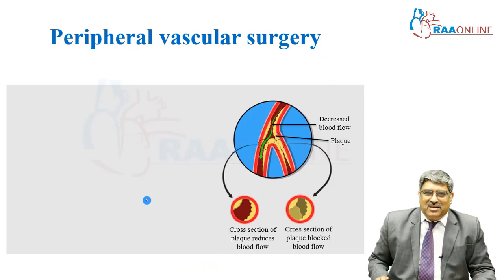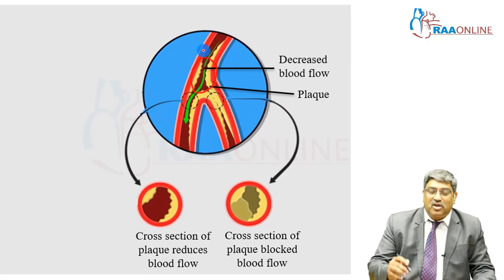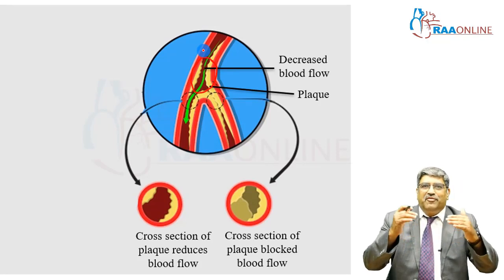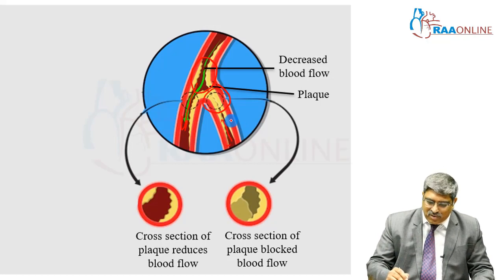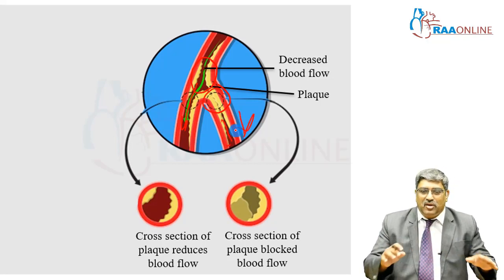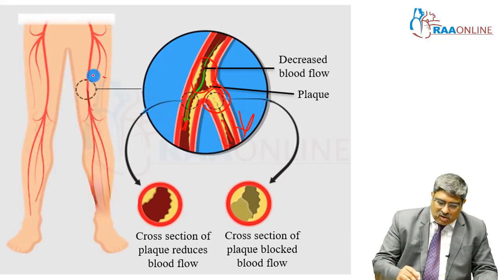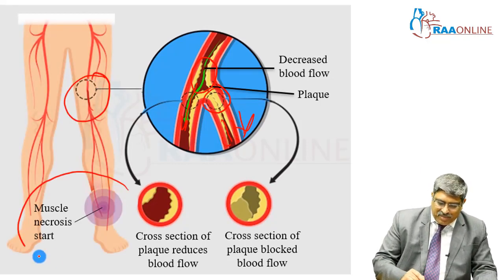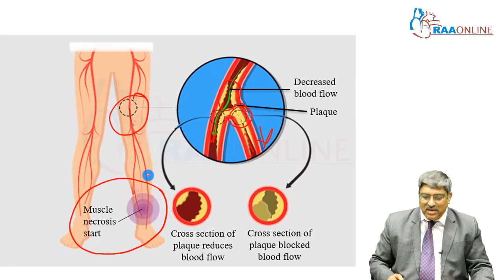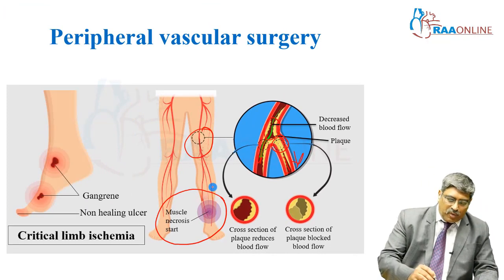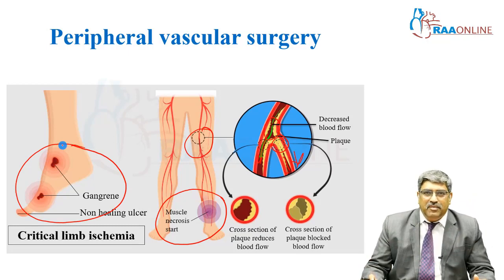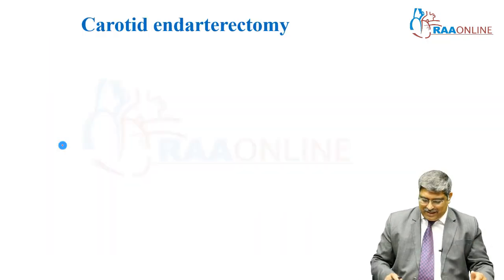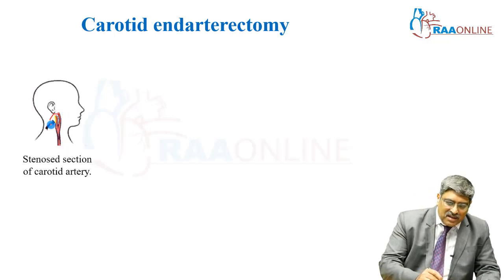Coming to peripheral vascular disease. Here you might have an atherosclerotic disease in the distal part of the femoral or popliteal. So your vascular lumen is compromised or totally occluded, so that the blood supply to the lower part of the obstruction is not there. When the blood supply is compromised, your muscle is in danger. Muscle necrosis starts, and if you allow the ischemia to prolong, there can be gangrene and non-healing ulcer, which is called critical limb ischemia.